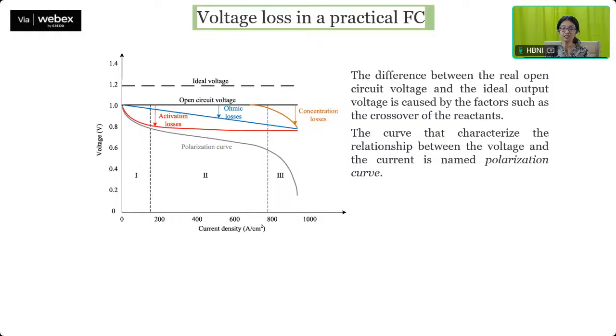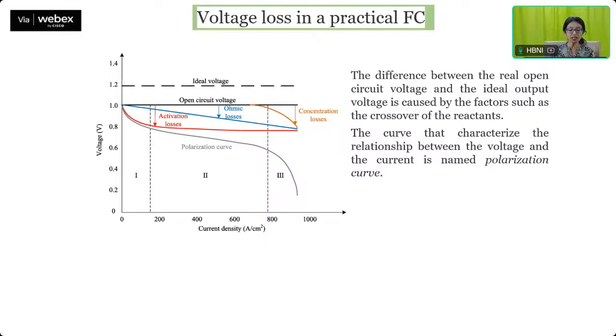Always in a cell, you will find that a voltage loss is happening. The difference between the ideal voltage and the real open circuit voltage is caused by factors such as crossover of the reactants. In some cases, some of the hydrogen and oxygen simply cross over and the reaction is not happening. So the voltage is not high enough, it is dropping, and you see an open circuit voltage which is less than the ideal voltage.